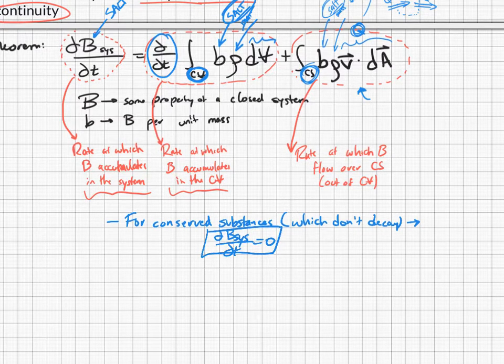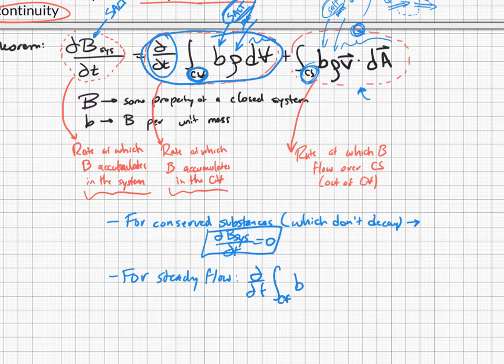Okay, if it's steady, for steady flow, then what's in the control volume is not changing. So this term goes to 0. So d by dt of the integral over the control volume of b rho dV equals 0. And the last thing we'll say is that for a constant velocity profile.